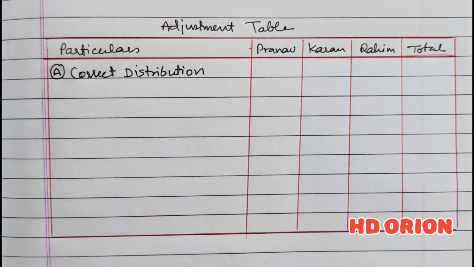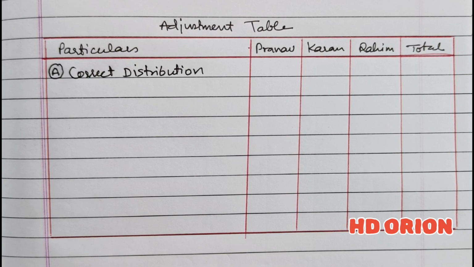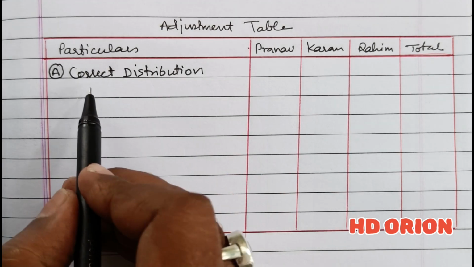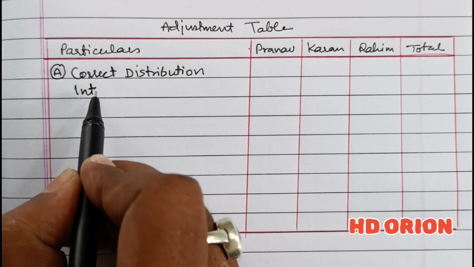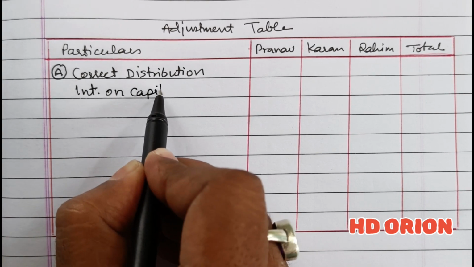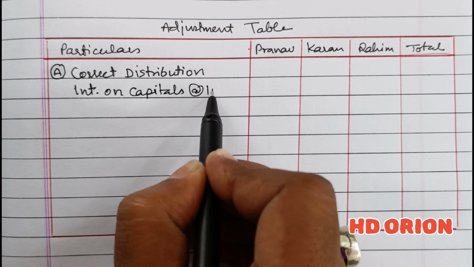So in order to calculate the difference in the profit distributed to the partners, we will have to prepare an adjustment table and figure out what is the amount which is excessively debited or credited to partners' capital accounts, because the entire profit has been given to the partners in their profit sharing ratio without caring for interest on capital, which was written in the partnership deed to be provided to the partners. So as per correct distribution, interest on capital is allowed, which the partners have ignored. Interest on capitals at the rate of 10% per annum.